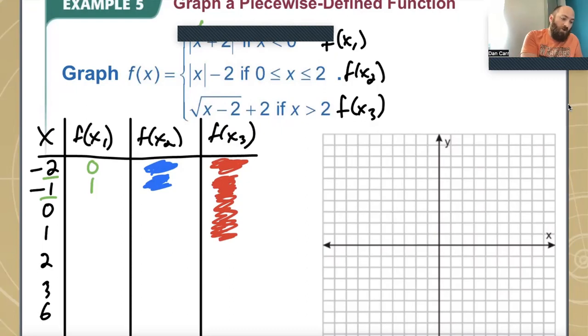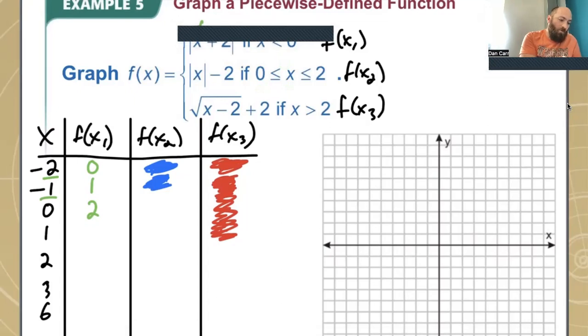0. 0 is not actually part of this first one. However, to help me with my graphing, I need to know where it is on the graph. So I'm going to go ahead and plug that in. I got 0 plus 2 is 2. Absolute value of that is 2. This is crossing over to the next one, though. 0 is less than or equal to x here. So 0 is actually a part of my second graph.